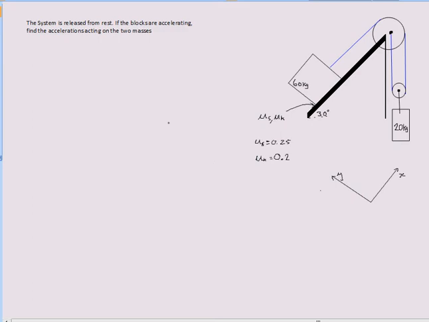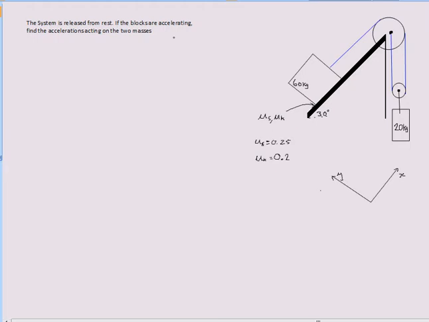The system is released from rest. If the blocks are accelerating, find the acceleration acting on the two masses. So what we've got is some weird pulley assembly system here, connected by two pulleys, and we're asked to find out whether these blocks are accelerating downhill, and if they are, what is the acceleration of this one, and also what's the acceleration of this one.